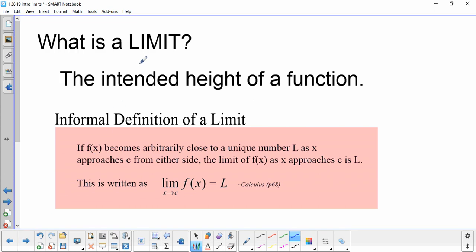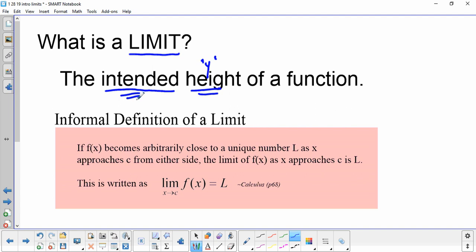What is a limit? Well, if you never heard this term before, a limit is what I would say the intended height of a function. Now, the key word is intended height of a function. So when you're finding a limit of a function, you are finding what is the y value, because that's the height. So where is this function going? What is the value of y of the function? What is the intended y of the function? Now, what does intended mean? It means where does it intend to go to?